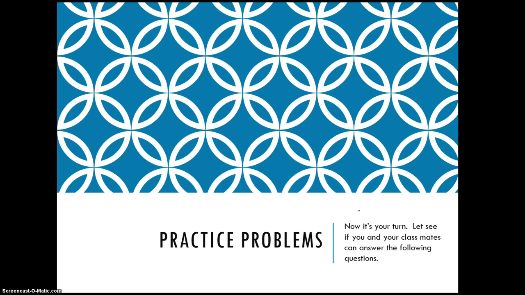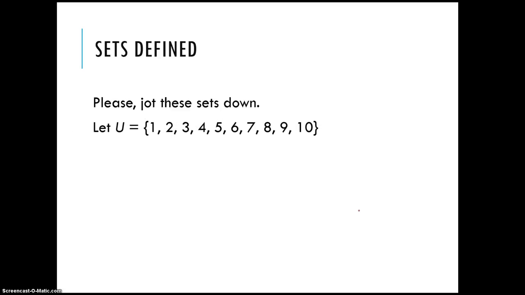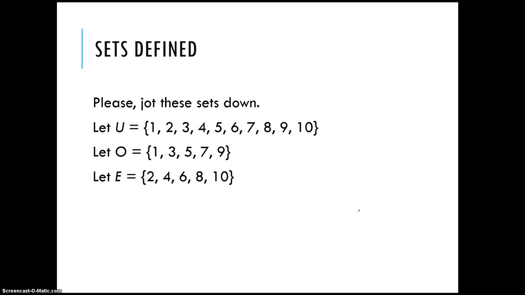Okay, so now I've done some examples. I want you to try to do some on your own. Here are the sets that we're going to use, so you might want to jot these down on a piece of paper. You might want to pause the video. There is our universal set, the set O, which is the odd numbers, the set E, which is the even numbers, and the set P, which is perfect squares within that universal set.